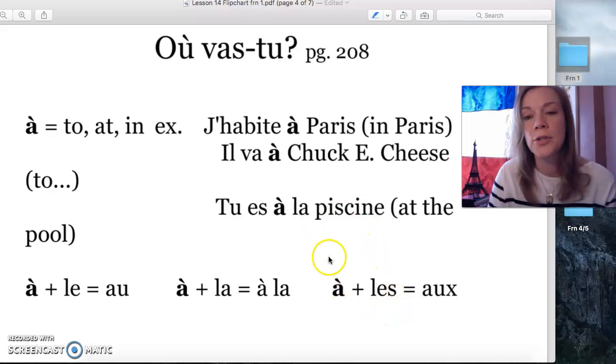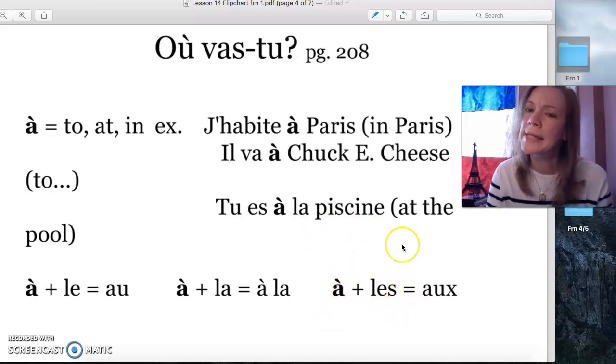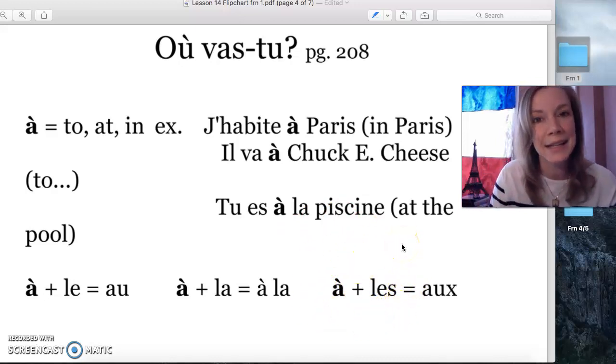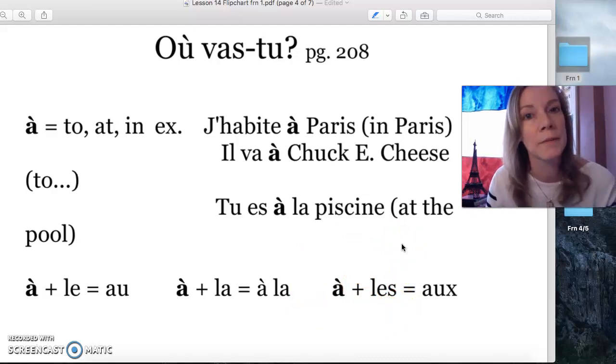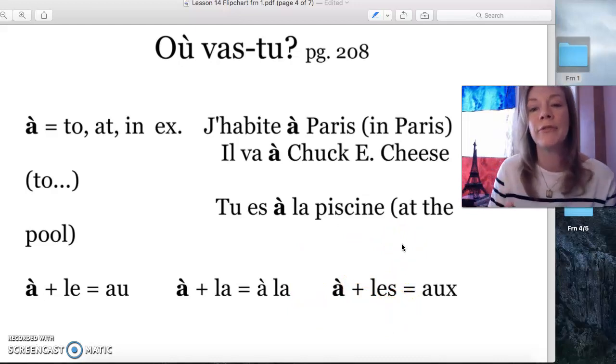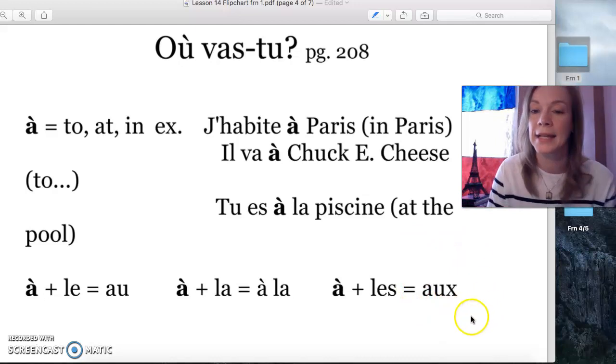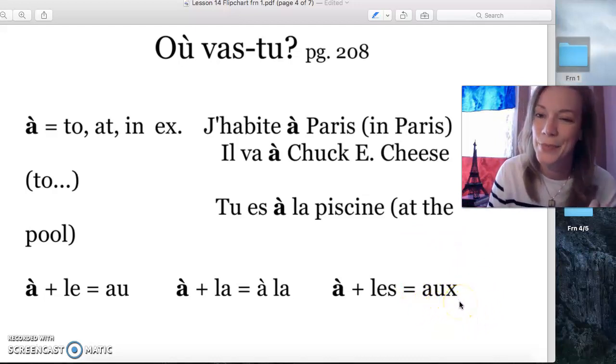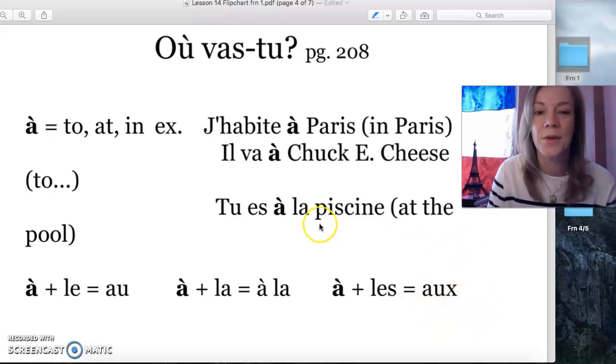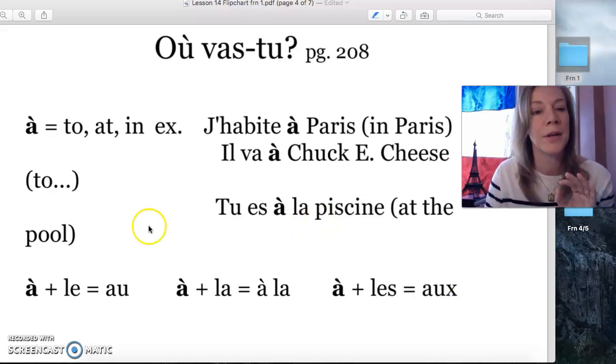And if you're going to a place that is plural, for example, les magasins, you're going to more than one store, doing a lot of shopping. Je vais aux magasins, A-U-X. Notice it's pronounced the same. So we have three different ways to talk about where we're going.